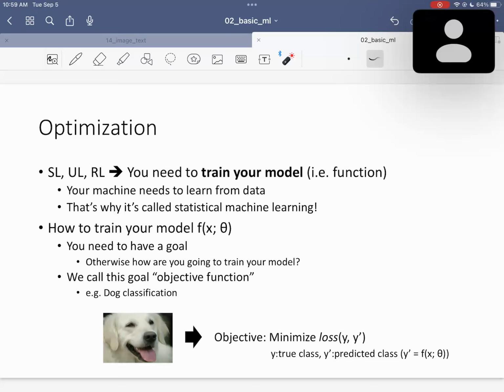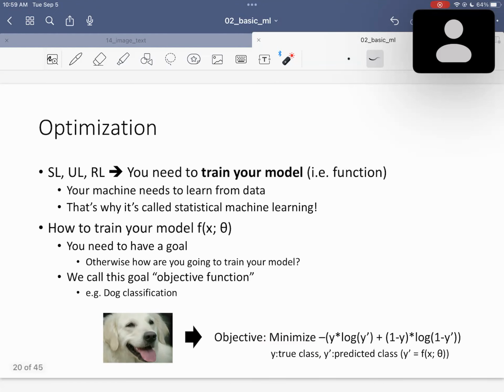So you want to minimize your loss. If your y and y prime differ, then that's a loss, right? If your prediction y prime is different from your true y, then it's a loss for your function. And if they're the same, if the true class and your predicted class are the same, then there is no loss. The loss is zero. So you want to minimize your loss, because the larger the loss, the more different your true class and your predicted class are.